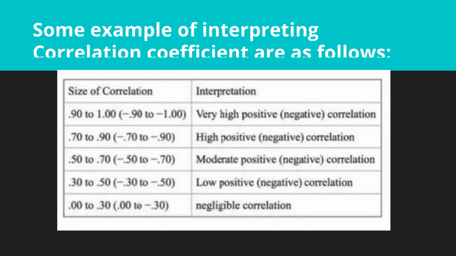The fourth one is 0.30 to 0.50 or negative 0.30 to negative 0.50, interpreted as low positive or negative correlation. And the last one is 0.00 to 0.30 or negative 0.00 to negative 0.30. Since it starts at zero, which means no correlation, the interpretation is negligible correlation.